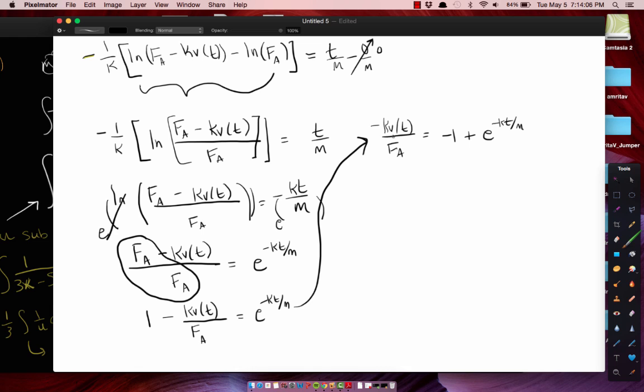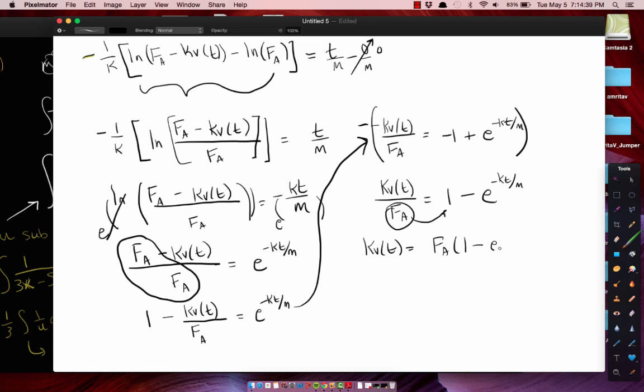And because I just don't want a negative next to my v of t, I'm going to negate everything. So we get k v(t) over f_a is equal to 1 minus e to the negative kt over m. Okay, so we're almost done. Now we just need to get v(t) by itself. So multiply by f_a, move it over here. So k v(t) is equal to f_a times (1 minus e to the negative kt over m).